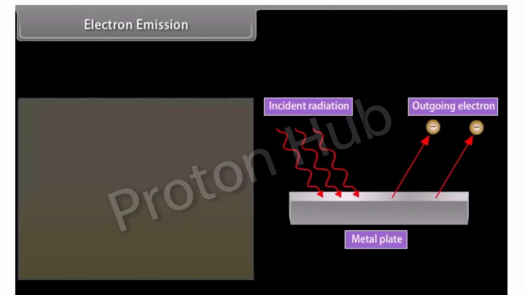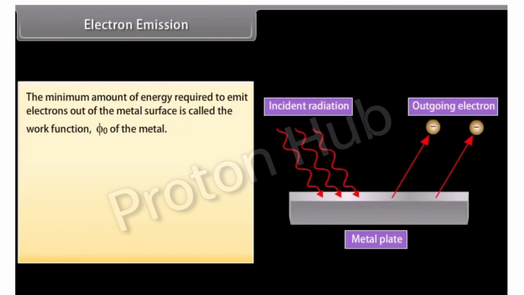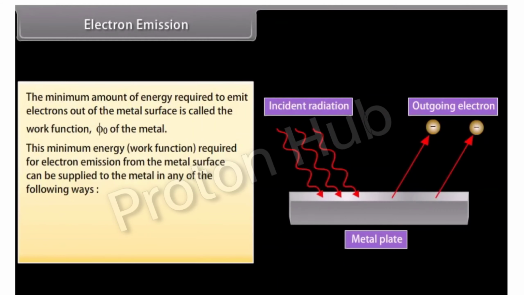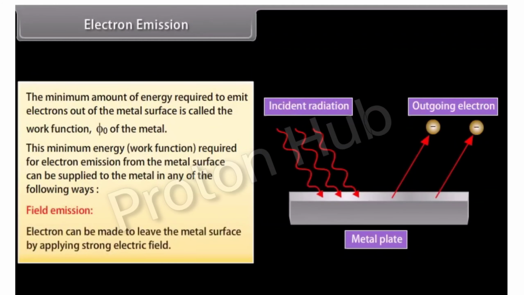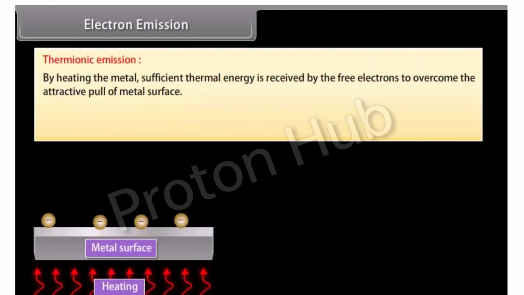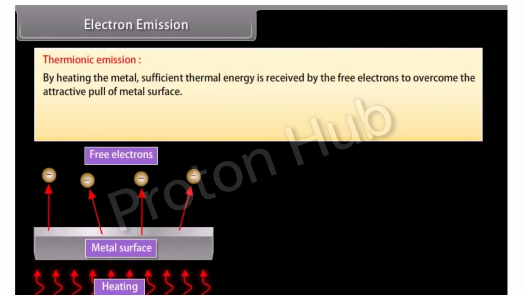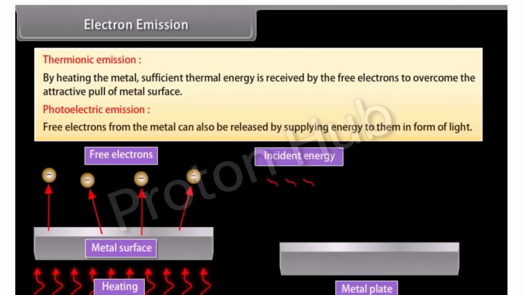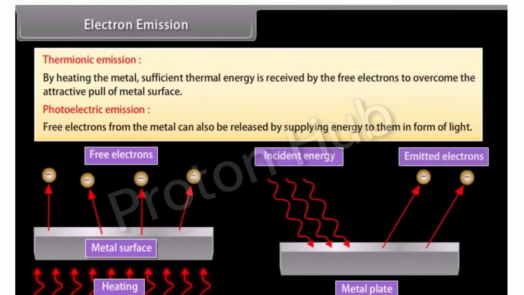The minimum amount of energy required to emit electrons out of the metal surface is called the work function, phi0, of the metal. This minimum energy required for electron emission from the metal surface can be supplied to the metal in any of the following ways. Field emission. Electron can be made to leave the metal surface by applying strong electric field. Thermionic emission. By heating the metal, sufficient thermal energy is received by the free electrons to overcome the attractive pull of metal surface. Photoelectric emission. Free electrons from the metal can also be released by supplying energy to them in form of light.